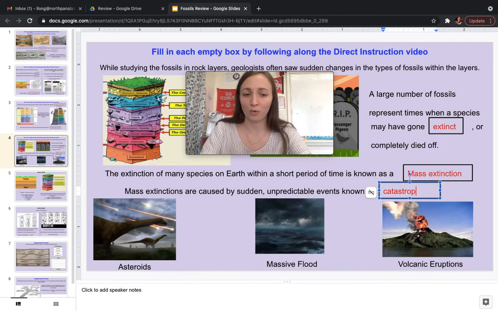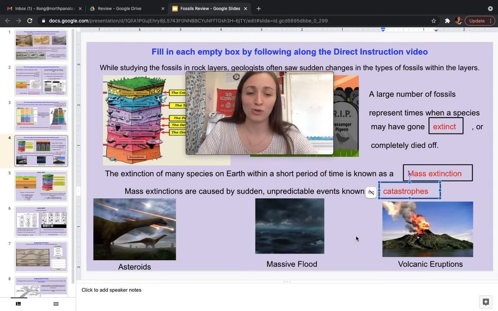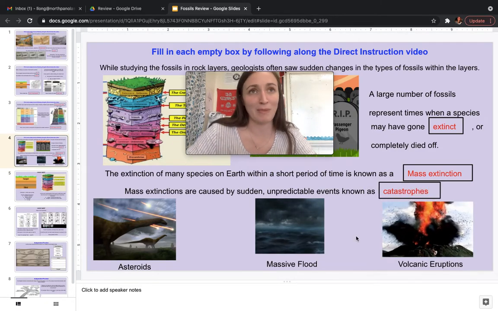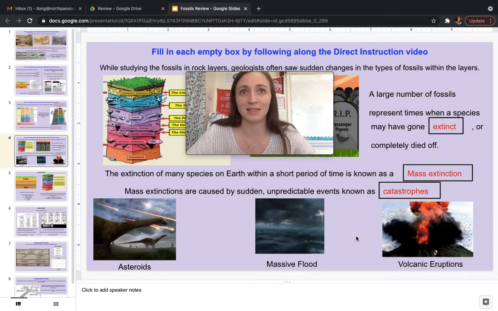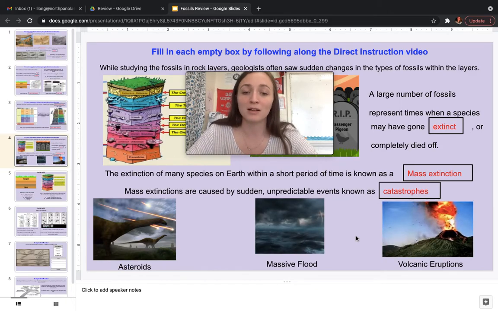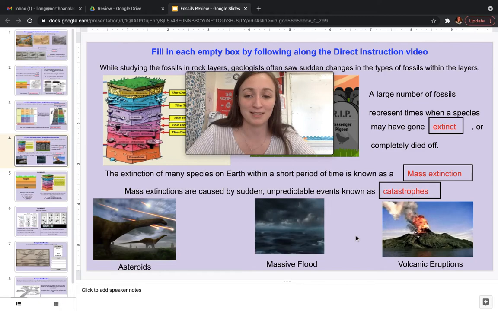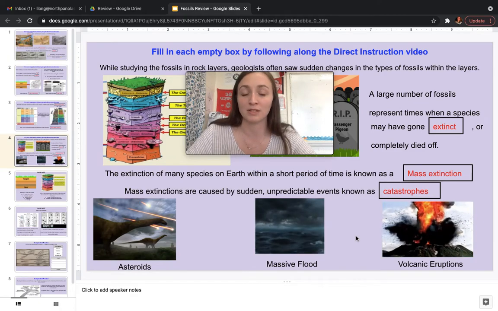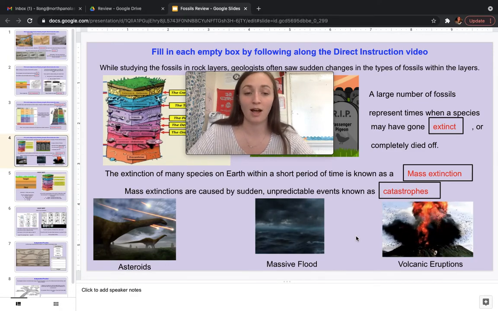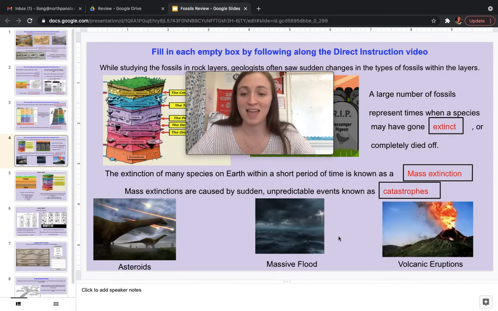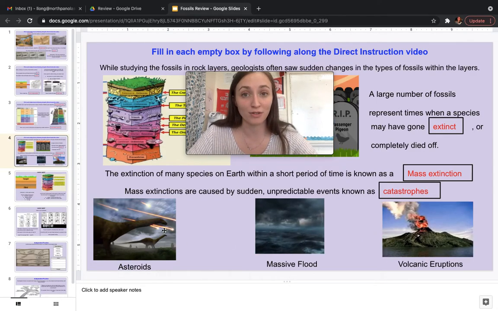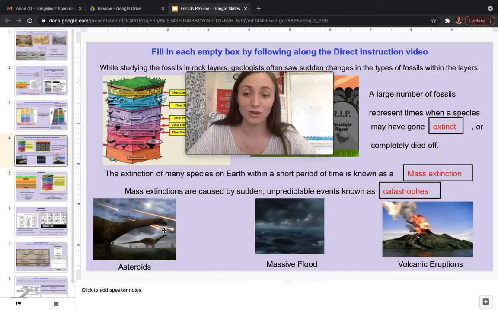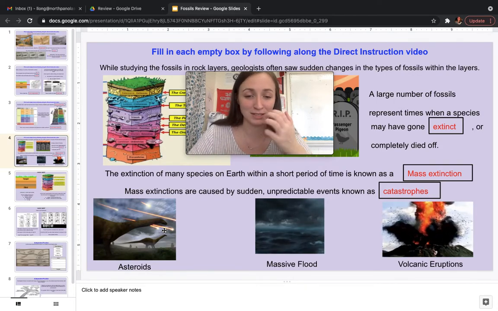I'm sure we've heard the word catastrophe before, but usually people use it when they're just being dramatic and something goes wrong. We say, this is a catastrophe. Well, these events that cause the mass extinctions really are catastrophes. They are horrific, sudden, unpredictable events. These can be asteroids raining down on the earth. That's what killed the dinosaurs. So they killed out a lot of different species.